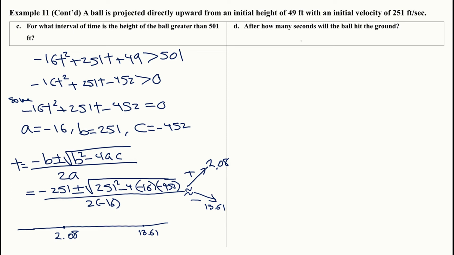So we know that at these points, the value of the polynomial is 0. Now, to the left of 2.08, you don't have to go far. How about t equals 1 or 2, whatever? So let's test t equals 1. That's as good a value as any. Between 2.08 and 13.61, let's just go ahead and test 5, for example.